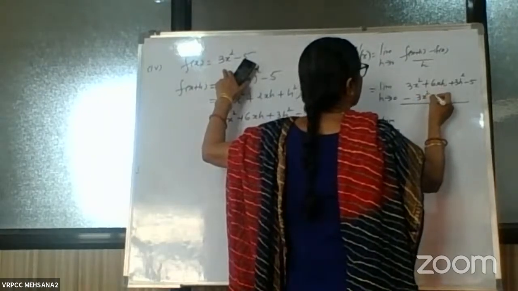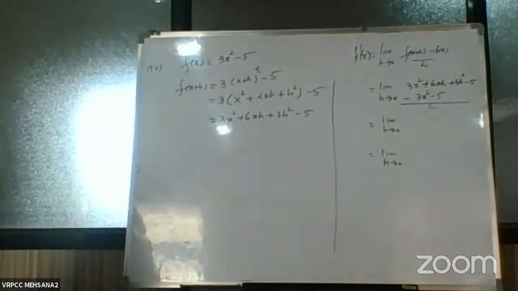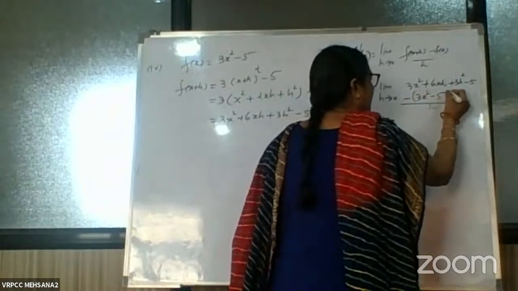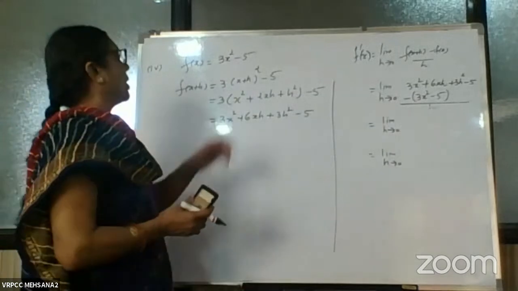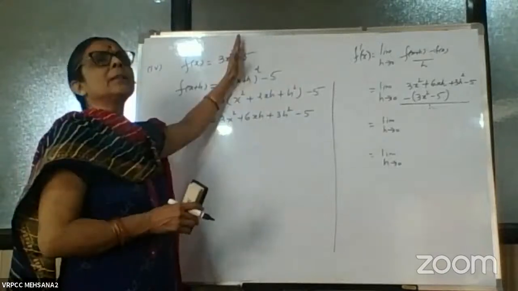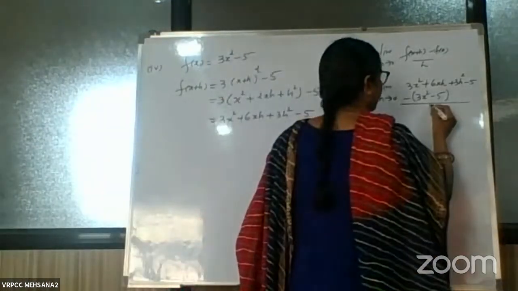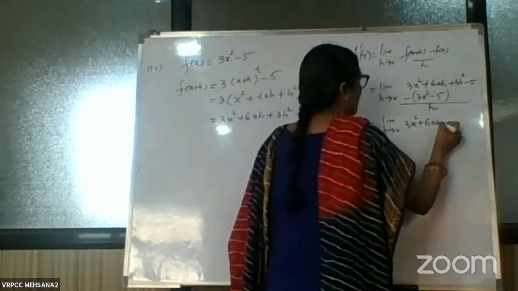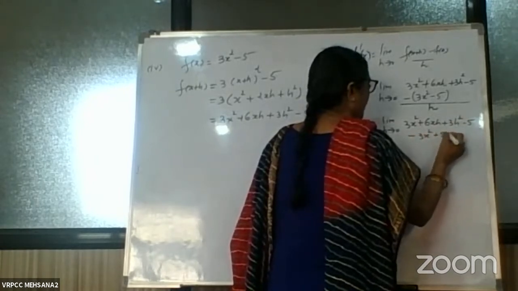One of our students has written 3x² minus 5. What do you say? You have to write this term in a bracket, minus f x. When there is more than one term, put it in the bracket. Upon h: 3x² plus 6xh plus 3h² minus 5, minus 3x² plus 5, upon h.